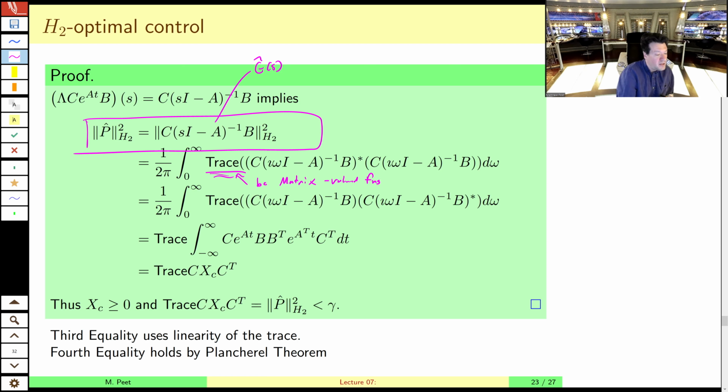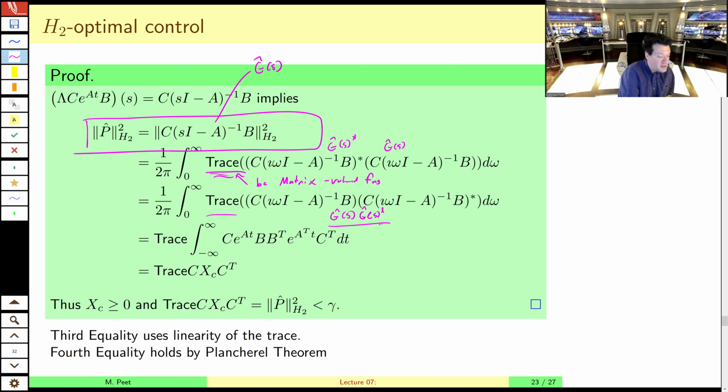Okay. So we have the trace of G of s star G of s. And one nice thing about the trace is it has this linearity property, which allows us to swap these two terms. And so we can get the trace of G hat of s star.